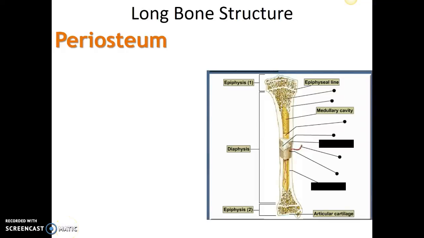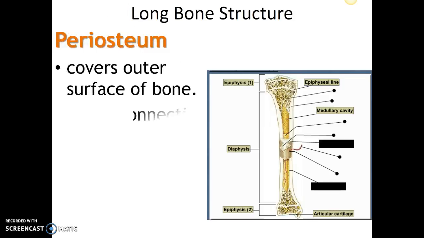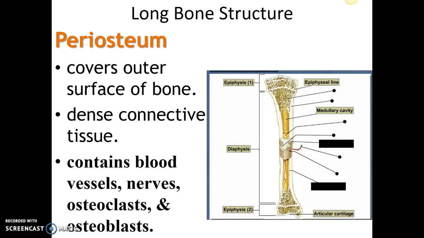Bones Part 2. Periosteum is the dense connective tissue surrounding and covering the bone. Peri means perimeter, osteo, bone. Again, it covers the outer surface of the bone. It is made of dense connective tissue, and it contains blood vessels to nourish the bone, nerves so we can feel a bone bruise, osteoclasts for chewing away bone not necessary, and osteoblasts for adding bone.